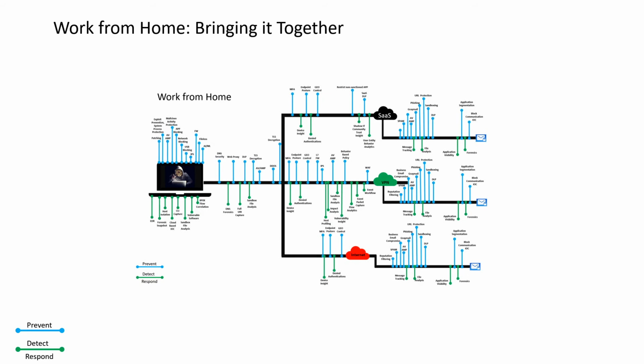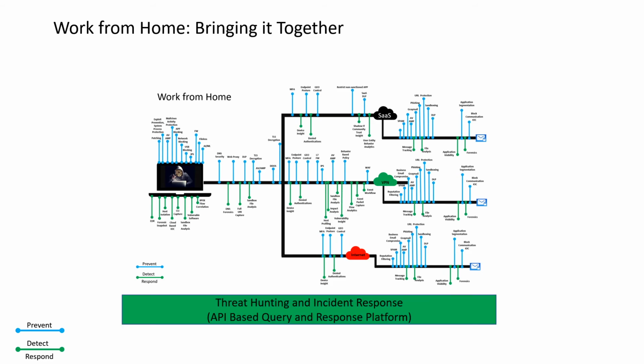The other element that you've got to highly consider is, how do I do threat hunting and incident response? So APIs is going to be your friend here. And so the goal is all these things that are happening do have the ability to interrogate and pull that data into a central location so I can determine what may have happened.